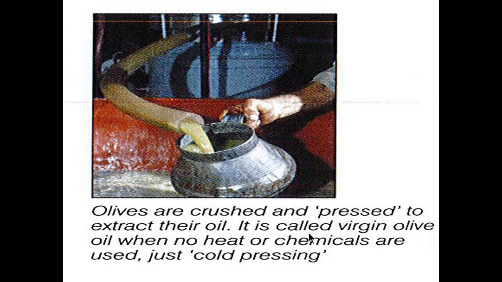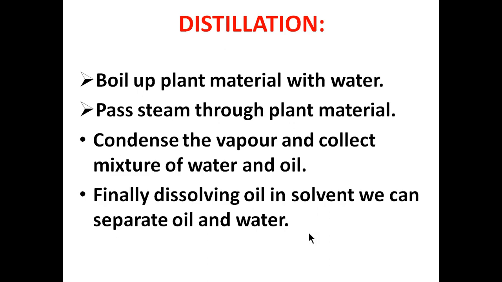The other method we are talking about is the distillation method. In this we boil up the plant material. There are again two ways. One is by boiling up the plant material with water, and the other is by passing steam through the plant material.